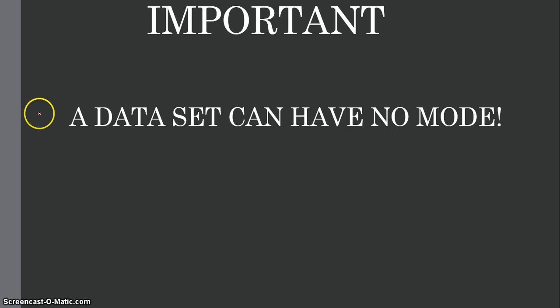It's also important to know that a dataset can have no mode. If every number shows up the exact same number of times in the dataset, well, that means the dataset has no mode. I've heard some people say that, oh, well, if every number shows up the exact same number of times, that means every number is a mode. Don't say that. Remember, if all the numbers show up the exact same number of times in the dataset, there's no mode for the dataset. Just think of it that way, all right?